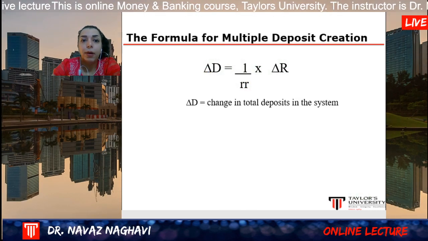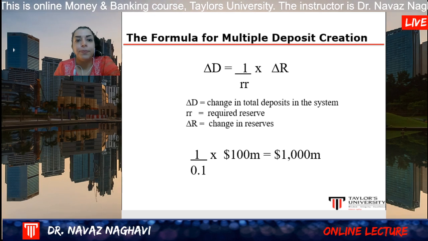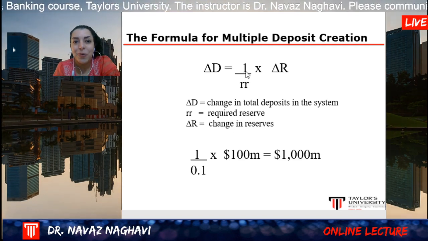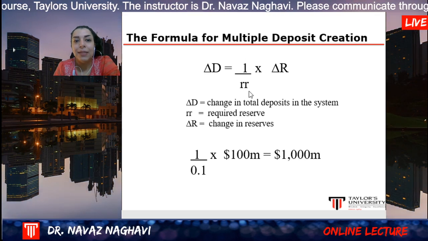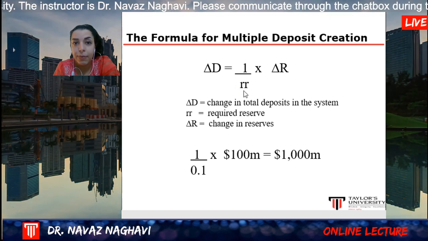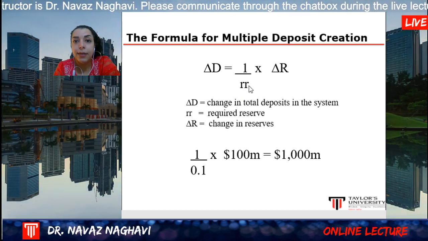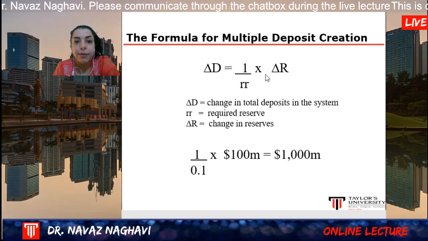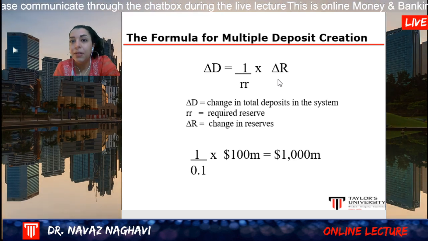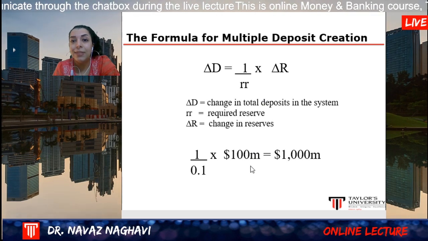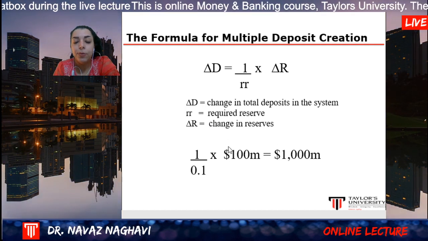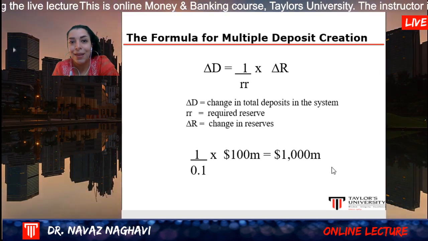So now we reach our formula, the formula for the change in total deposit in the system. Do you remember the multiplier? Don't you feel that it is something like this: 1 over the required reserve. What was this required reserve? The amount that is dictated by the central bank that they have to keep as a security reserve. So it is 1 over the required reserve multiplied by the change in the reserve. How much was the change in the reserve in our example? The change in the reserve was 100 because we started with an increase of 100 units of reserve. And then you can see that the total change in deposit is becoming 1,000.